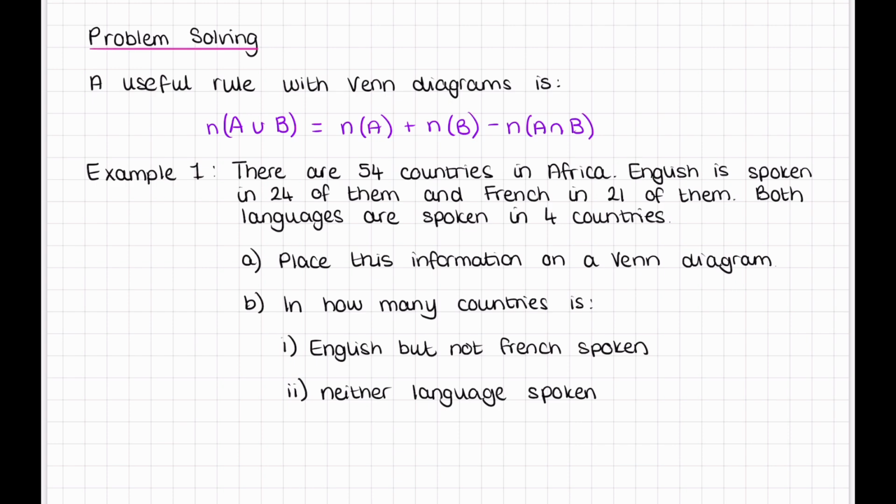The number in A or B, A union B, equals the number in A plus the number in B minus the intersection.